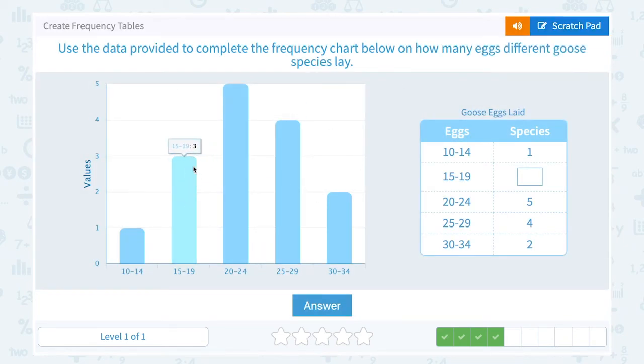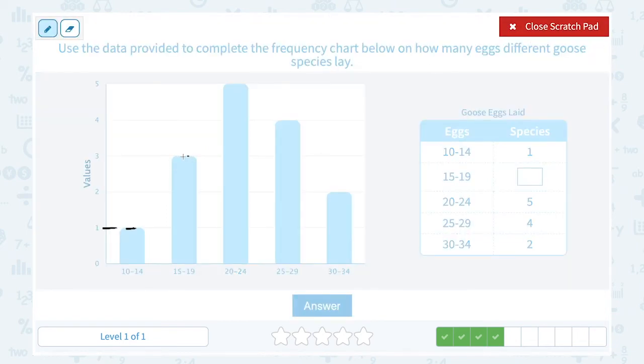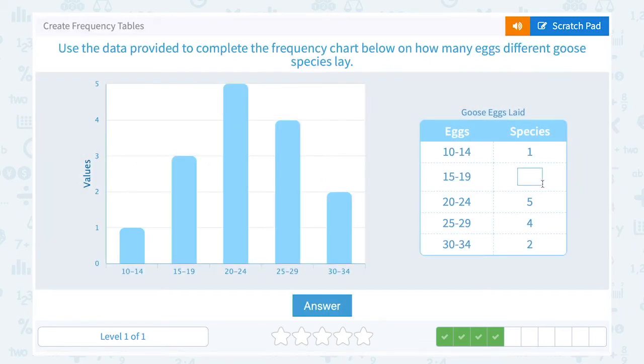Okay, well, 15 to 19 eggs is the second bar right here. If we take a look at that second bar, it reaches up to this height, and if we read across, we can see that height corresponds to a value of 3. So there's 3 goose species that lay between 15 and 19 eggs.